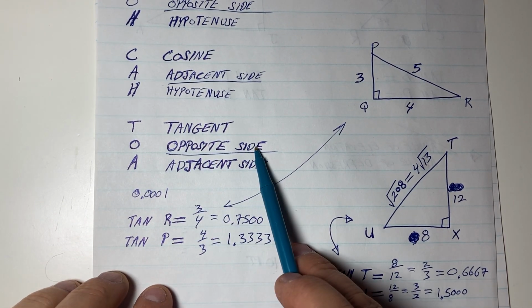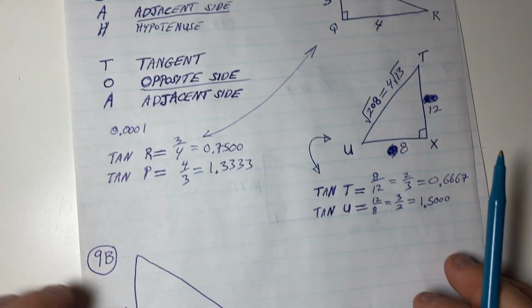Tangent is defined as the opposite side divided by the adjacent side. I like that joke.